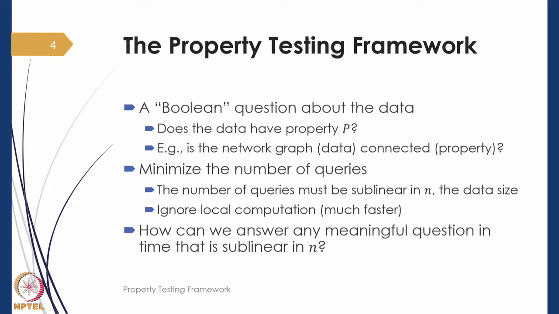At the core of the model is a Boolean question that we need to answer about the data, and recall that the Boolean question has to be answered in a local computer, whereas the data is stored in a faraway data center or a cloud or whatever you will. And typically the Boolean question we ask is of the form, does the data have some property, and let's call that property P. An example of such a property would be to ask whether a network graph, which is the data, is connected, which is the property.